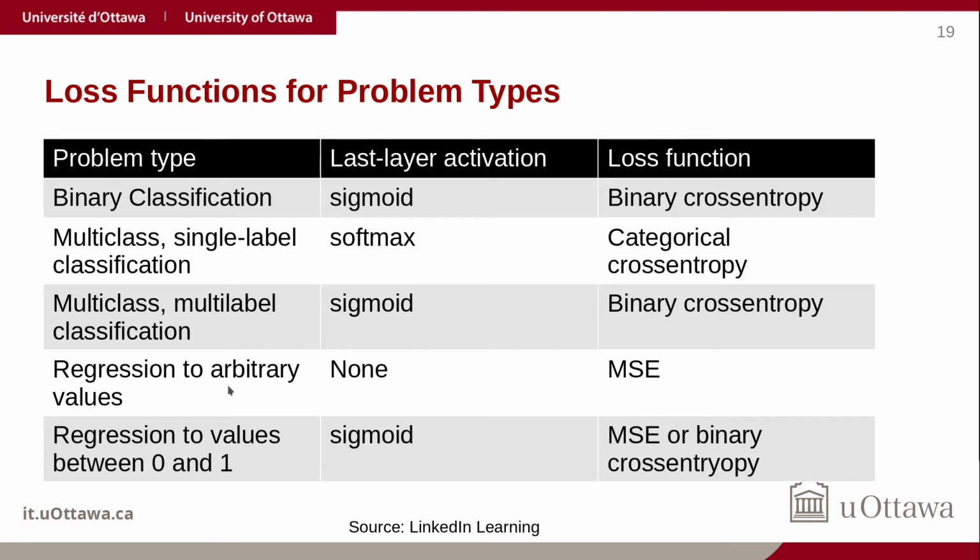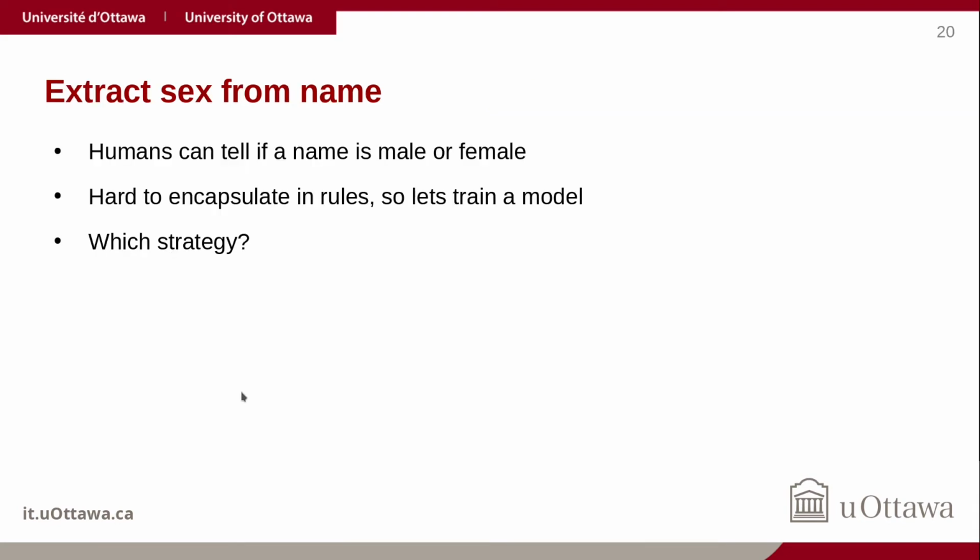Regression to arbitrary values, that's what we just did. So we don't have any special layers, we just use linear layers, and we use the mean square error for our loss. And then there's, actually, I'm not entirely sure what this one is, regression to values between 0 and 1. Anyway, we're going to use that now for another example.